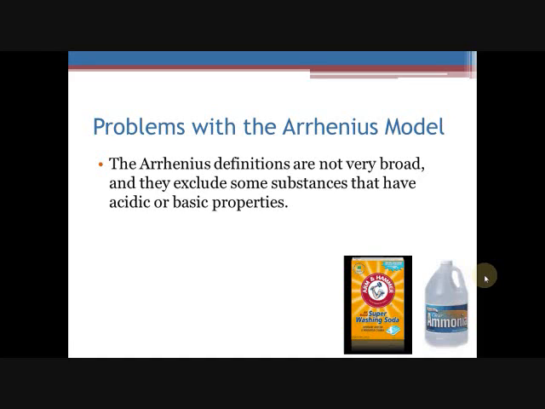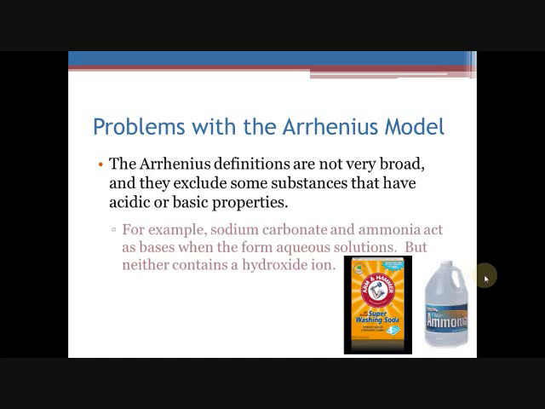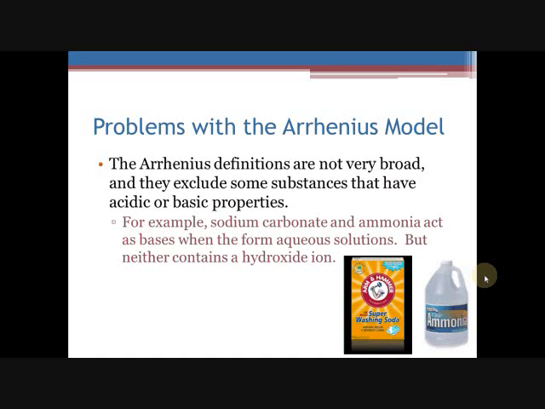There were some problems though, because Arrhenius's definitions were not very broad, and they excluded some substances that can have acidic or basic properties. So for example, both I have pictured here, sodium carbonate and ammonia both act as bases when they are in aqueous solution, but neither of them has a hydroxide in it.